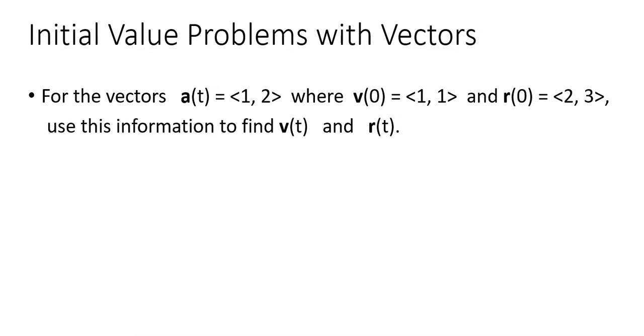All right, initial value problems, we kind of already did this, right? If you know the acceleration, you can work backwards to get the velocity. If you know the velocity, you can work backwards to get the position. But this is in R2. It looks like a relatively easy thing, so let's take a quick look at it.